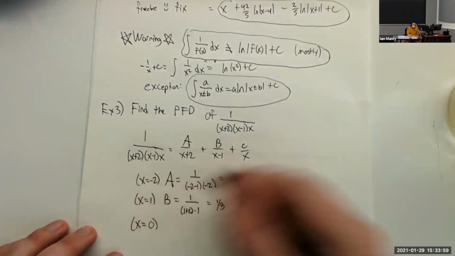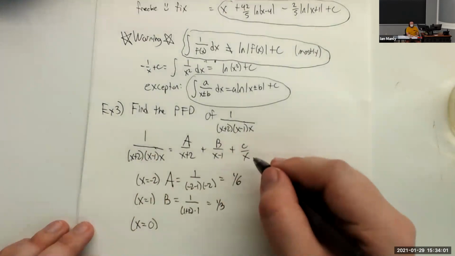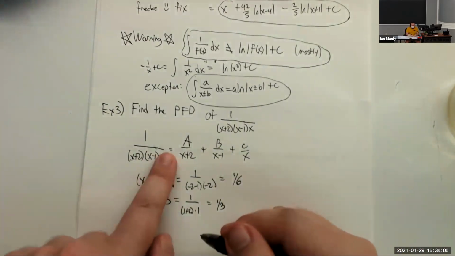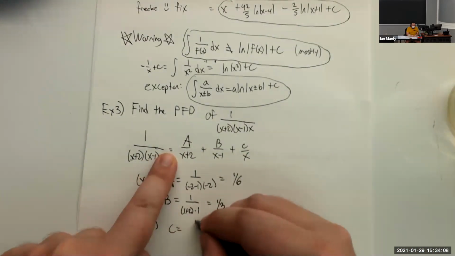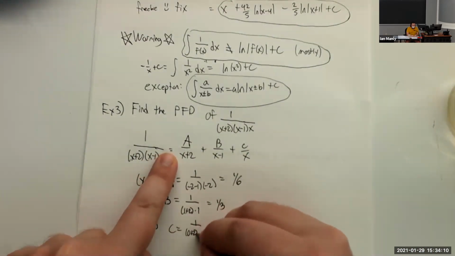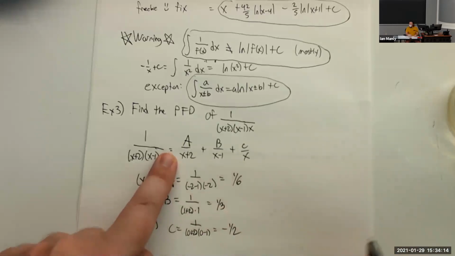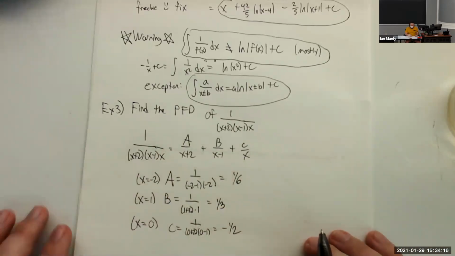0, right? This one's a little bit different because it doesn't have plus or minus something, but that just means it's effectively minus 0. So we're going to plug in 0. So I cover up this last term here, and I have 1 over 0 plus 2 times 0 minus 1. So that ends up being negative 1/2 right here.